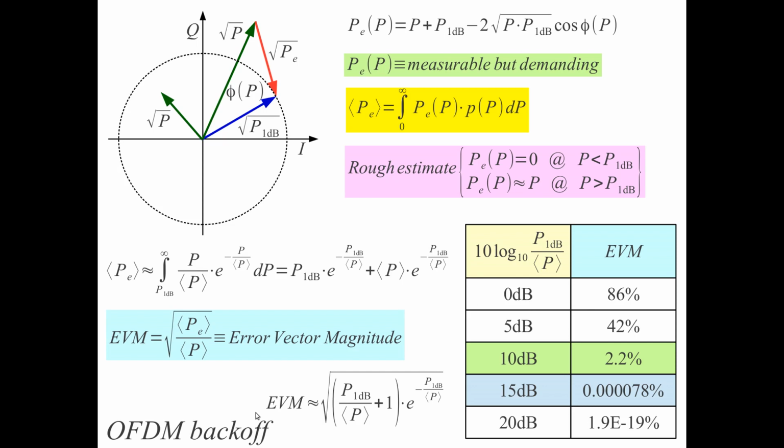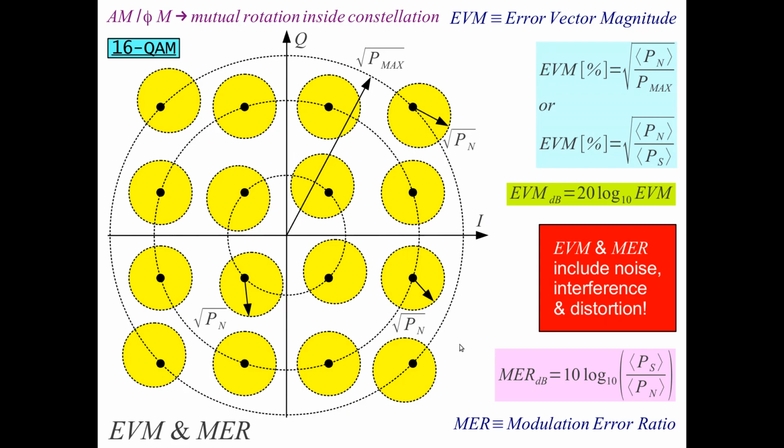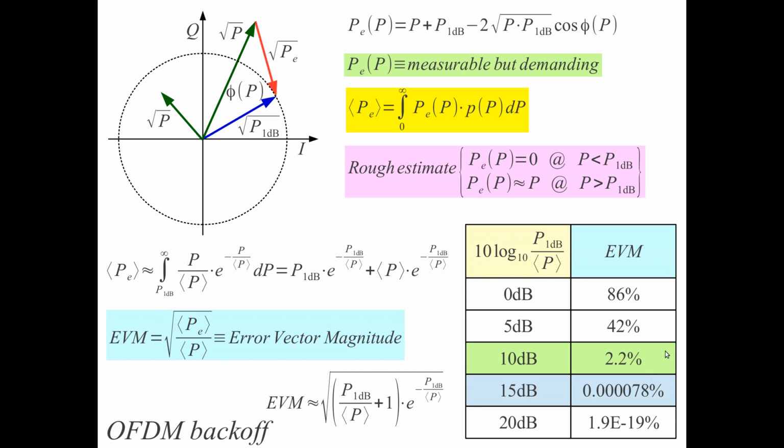Back off of the OFDM transmission. This ratio is also called the back off of the transmission. We roll down the average power for a given P1 dB. But at 10 dB, error vector magnitude becomes totally useful. So 2.2% error vector magnitude, even QAM 16 could work with 2.2% error vector magnitude. So this is already a useful value.